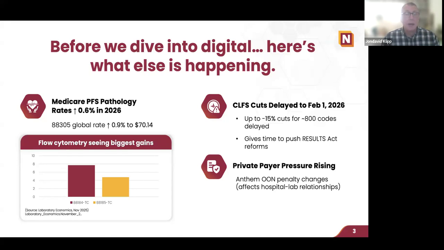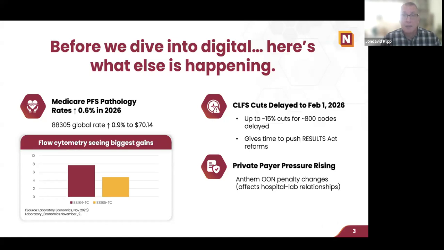There was a 30-day delay in those cuts included in the most recent budget bill that got passed into law a few weeks ago. So as scheduled, as of today, on the clinical lab fee schedule, there are 800 codes scheduled to receive up to a 15% cut, and that would be effective February 1st, 2026.